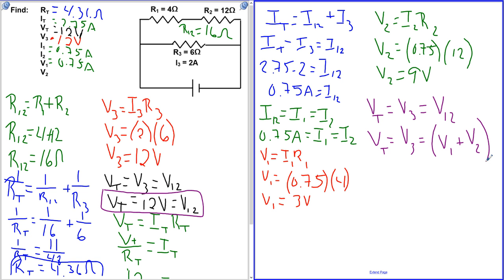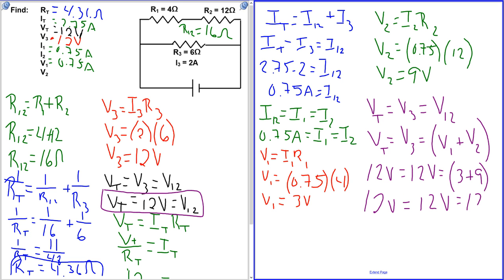So now I can say 12 volts is equal to 12 volts equals 3 volts plus 9 volts. So 12 volts equals 12 volts equals 12 volts. And that's just a good check to finish off this problem.